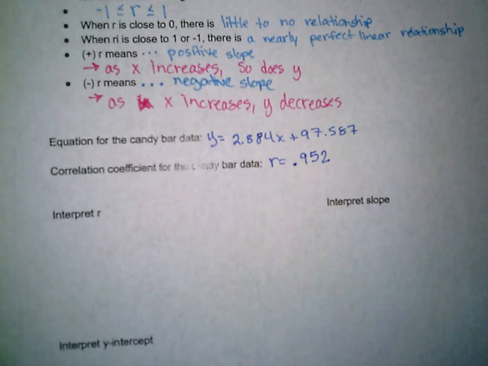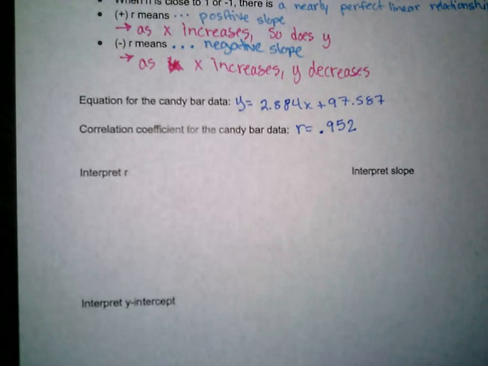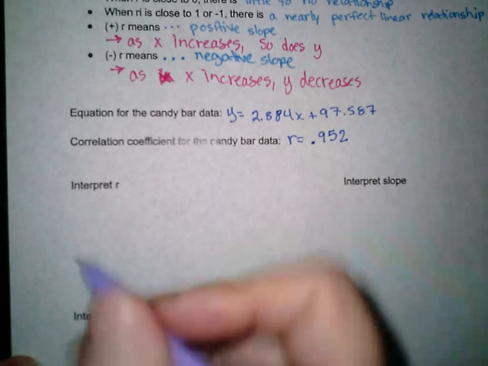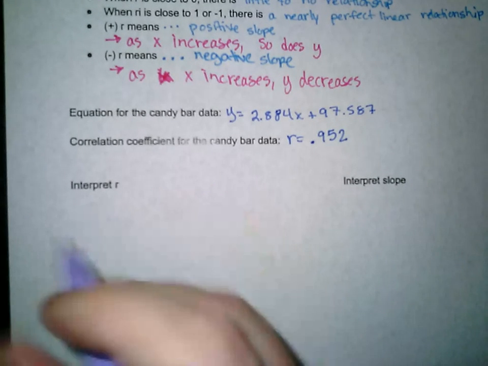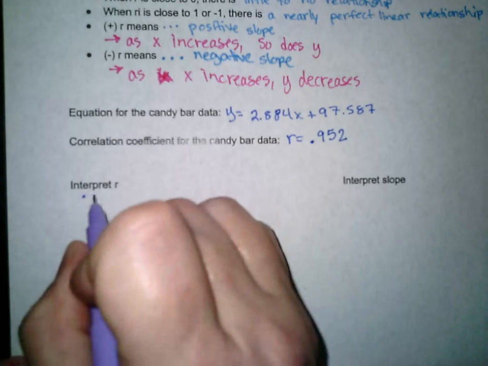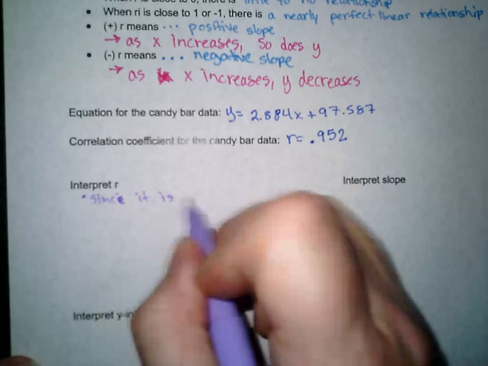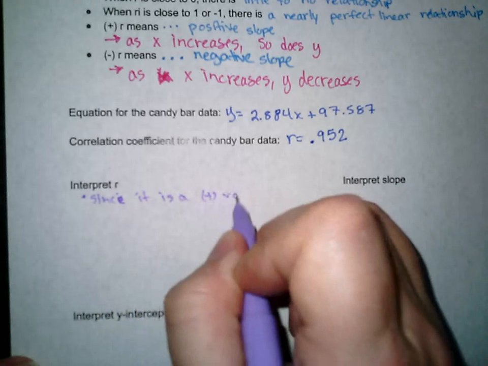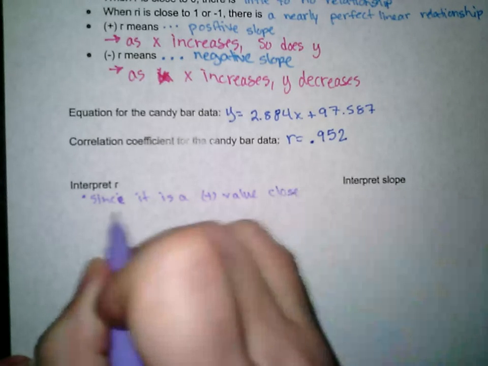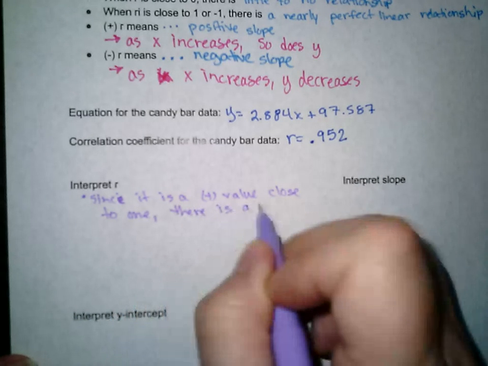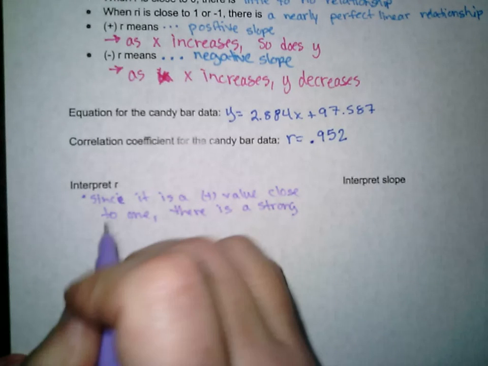So what does R mean? Well, remember up here we said the closer R is to 1 or -1, the better the relationship. And if it's a positive R value, that means we have a positive slope. So interpreting R. Let's write down what we know. Since it is a positive value close to 1, there is a strong positive relationship.